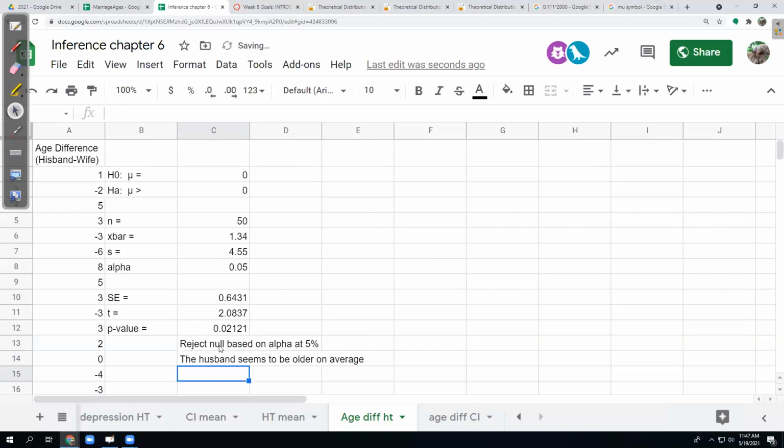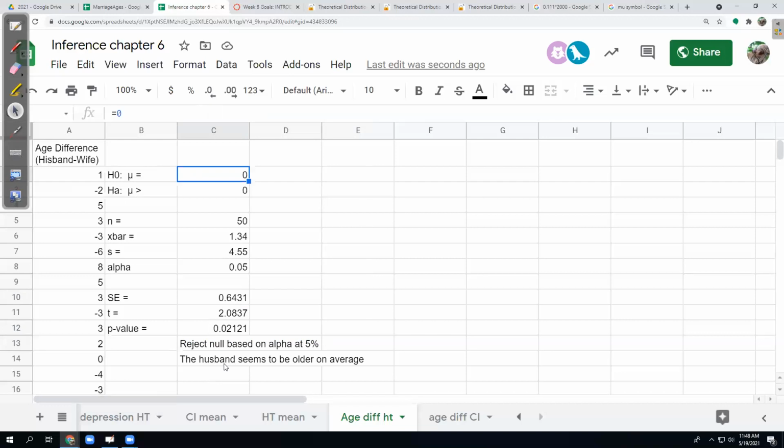Is another sample of 50 husbands and wives guaranteed to give me the same results? The answer is no. If the null is true that there really is no difference, then 5 out of 100 samples will give me a similar result to this one, which is a false positive test result, a type 1 error. Okay, so you never know what can happen. This could be a mistake, but based on my sample, the husband seems to be older on average.